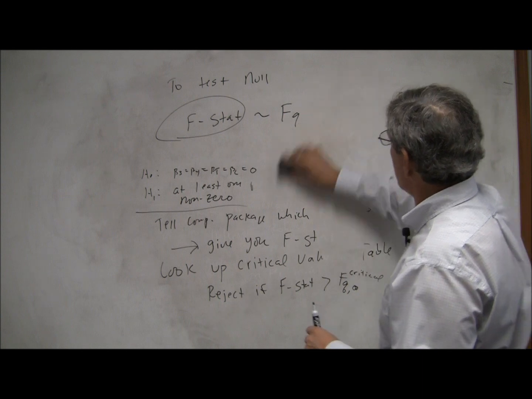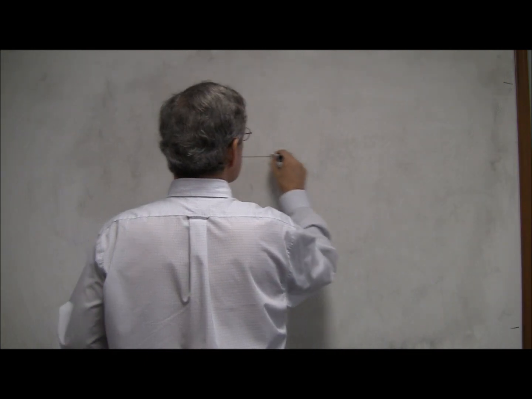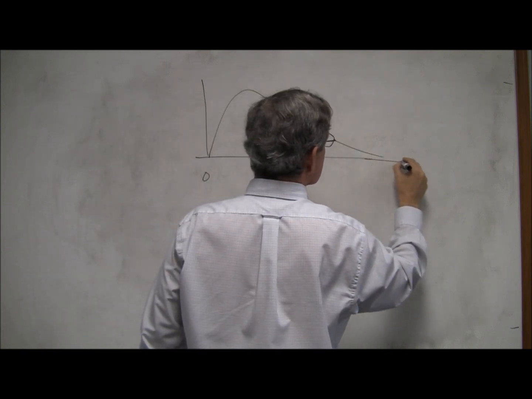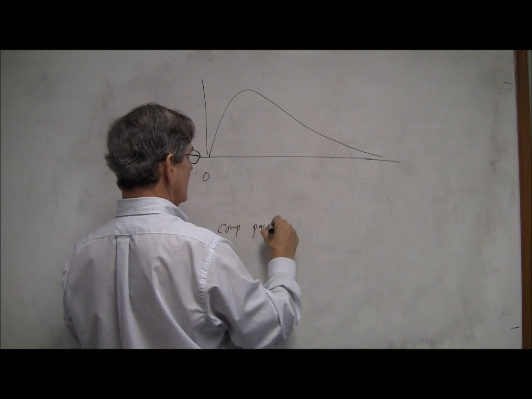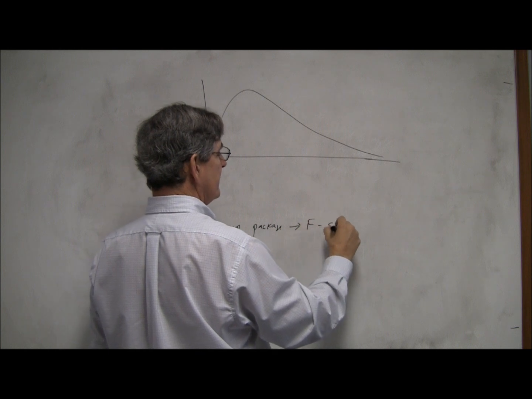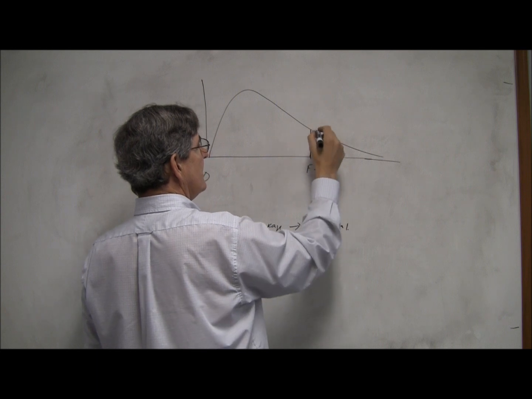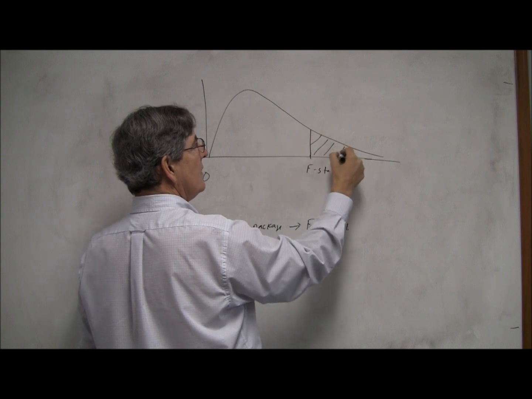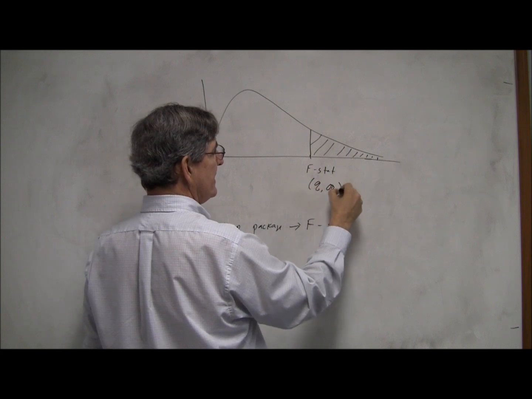You can also do it through the p-value approach. The way you do that is the F distribution looks something like this. Here's 0. Looks like this. Remember that the computer package gives you the F stat. So you just find that F statistic. And you can look up in the back of the book what this area will be for that F statistic for q and infinity degrees of freedom.